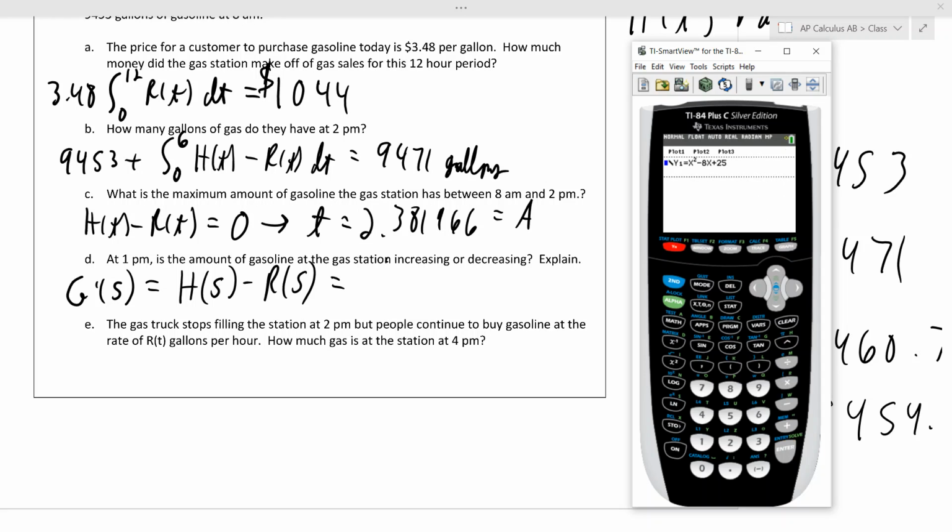All right. We need to do. I put it in Y3, right? So we can just do Y3.